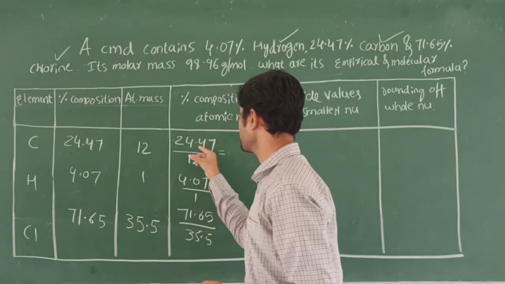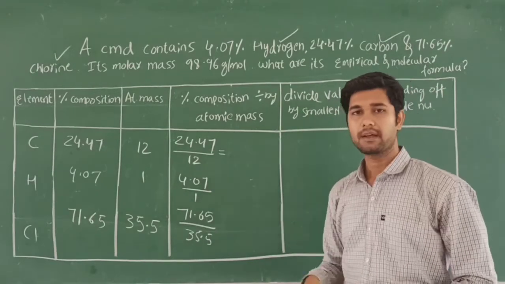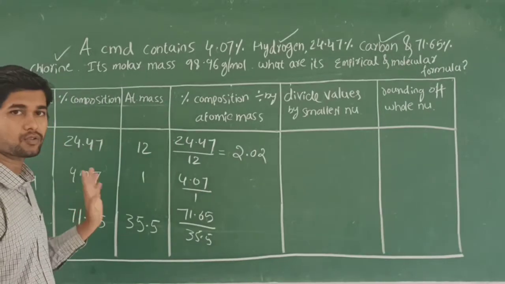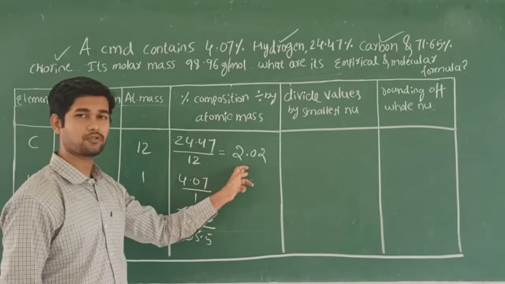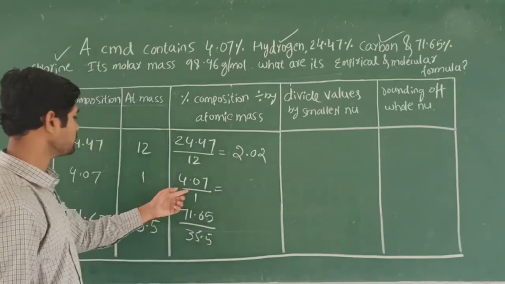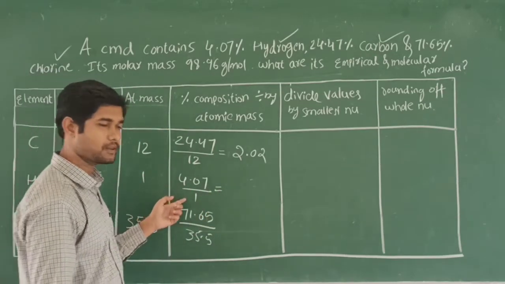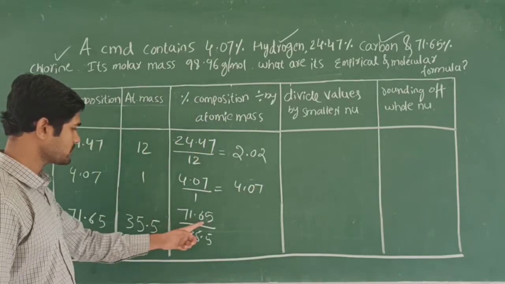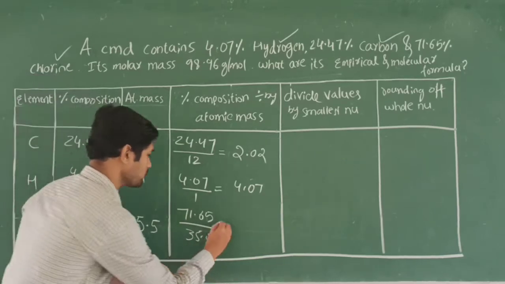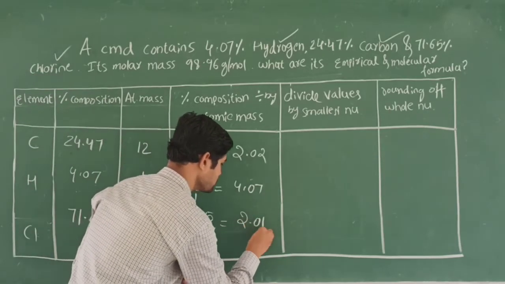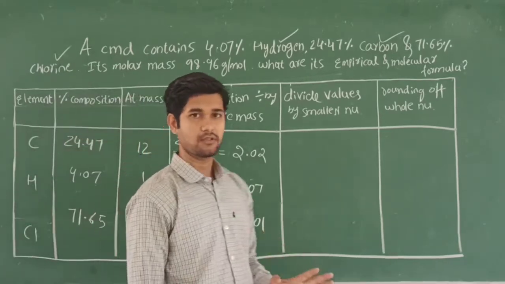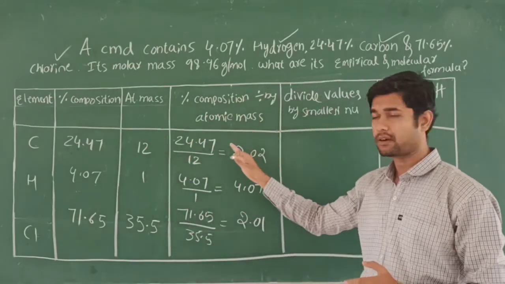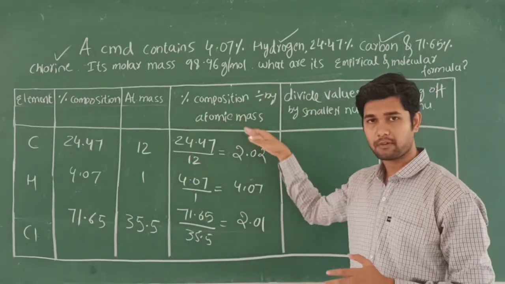When you divide 24.47 by 12, you get nearly around 2.02 gram of carbon. Out of 100 gram, carbon has 2.02 gram. Then similarly, go for hydrogen: 4.07 divided by 1 is 4.07 only. And this 71.65 you should divide by 35.5. So you are going to get nearly 2.01 gram of chlorine. So our step 2 has been completed. You should write all the given parameters, and you need to convert them into grams by dividing by atomic mass.